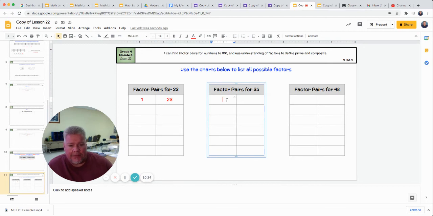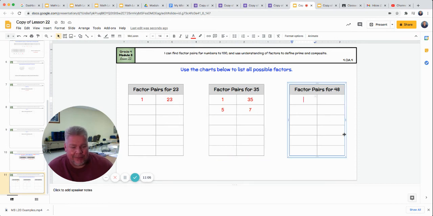What about 35? Well, 1 times 35. It's not an even number, so 2 times anything doesn't give me 35. 3, no. 4, nope. 5? Wait, I think it can. If a number ends in a 5, you can multiply something by 5 to get it. 5 times 7 is 35. 6, 7, 8, 9, 10. No. Here are the only factor pairs for 35. So it's composite because it has more than one pair of factors.